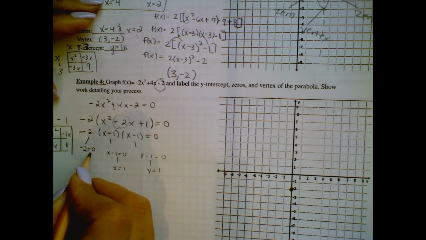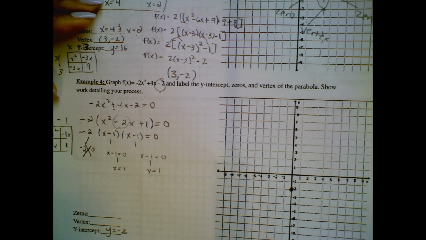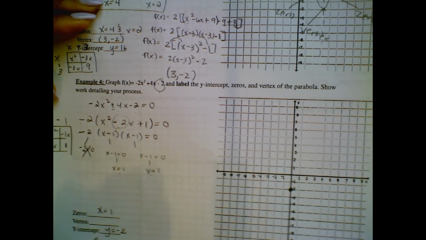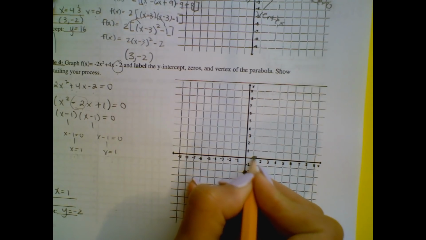Negative 2 equals 0 doesn't make any sense, so we're going to cross that out. So we only get 1, 0 at x equals 1. So let's go ahead and put in that 0.